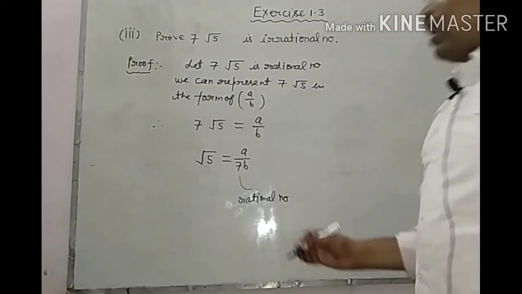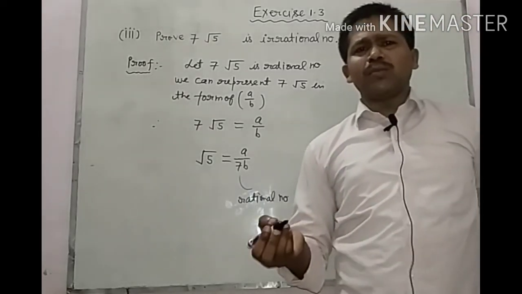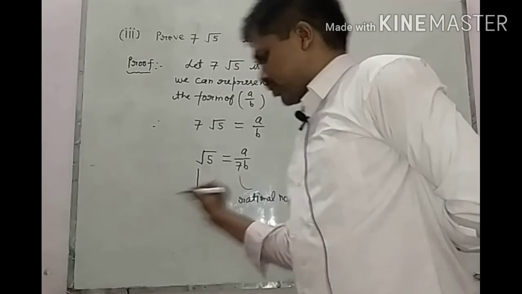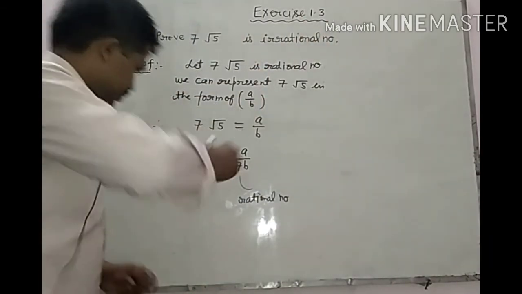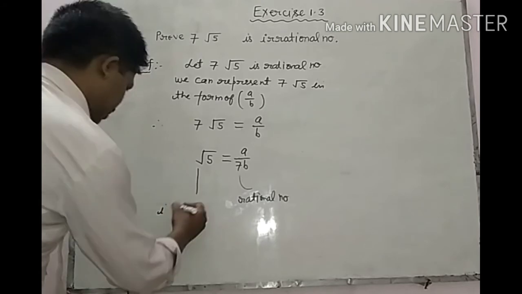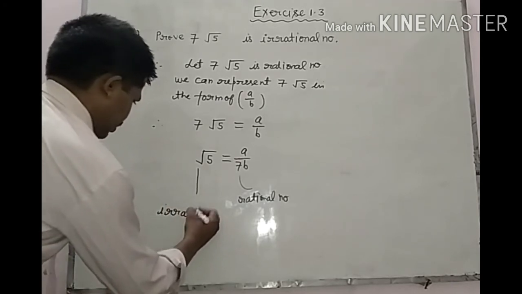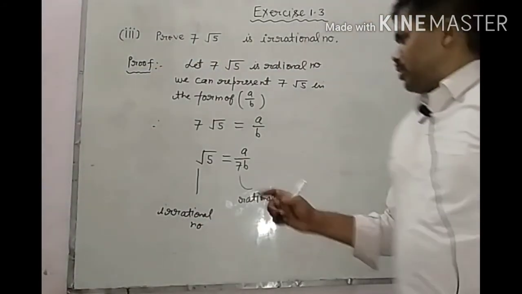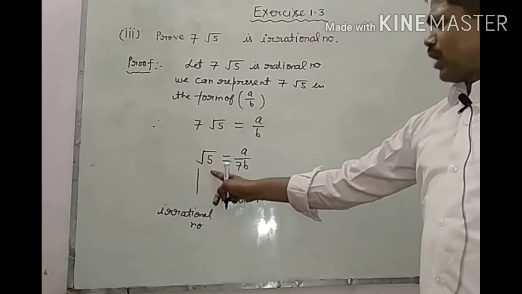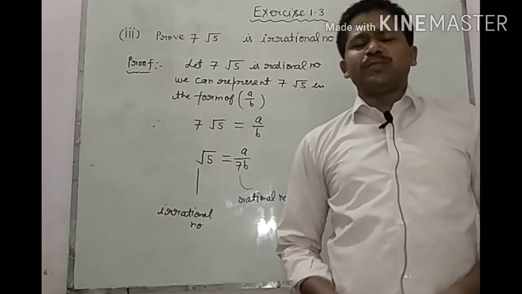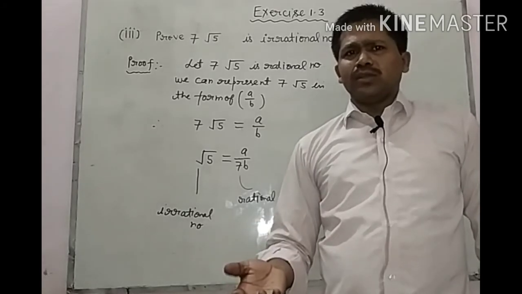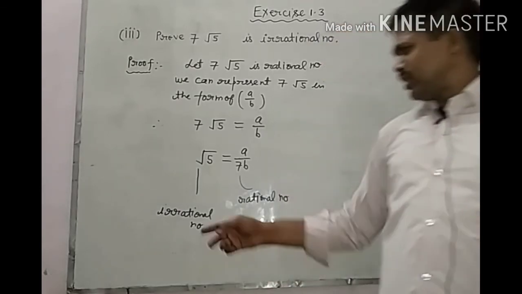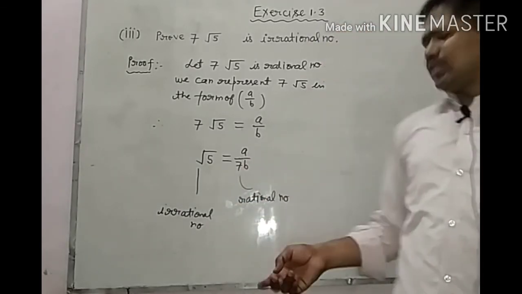And we know that the square root of a prime number will be irrational. Therefore, root 5 will be an irrational number. You can see root 5 is irrational. Since 5 is a prime number and root 5 is the square root of a prime number, the square root of a prime number will be irrational. And a upon 7b is a rational number.